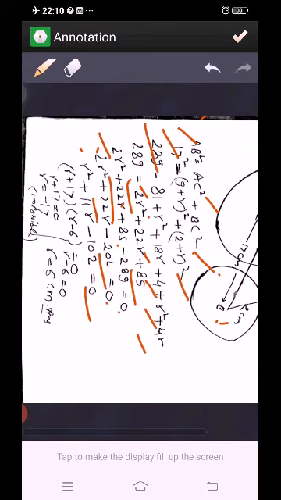We do its factorization by splitting the middle term. So we get the factors (r plus 17)(r minus 6) equal to 0. R plus 17 equal to 0, r equal to minus 17. This is impossible. Radius cannot be negative. So we take r minus 6 equal to 0. Therefore r equal to 6 centimeter.